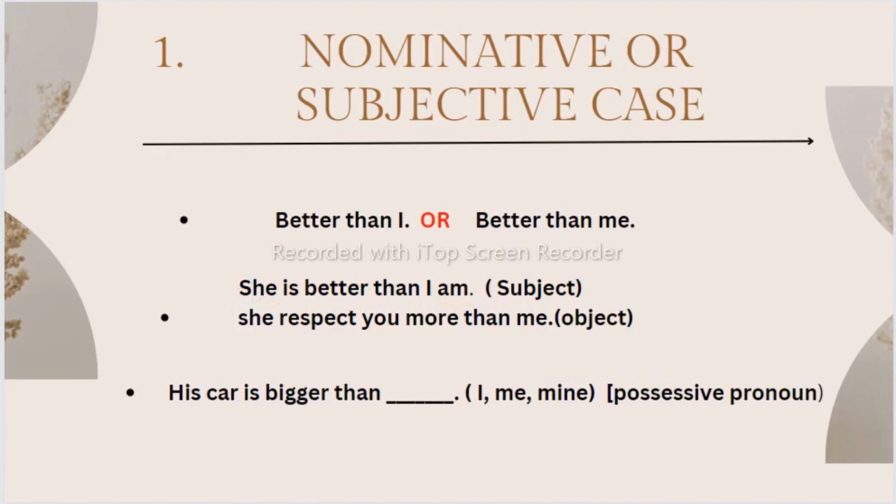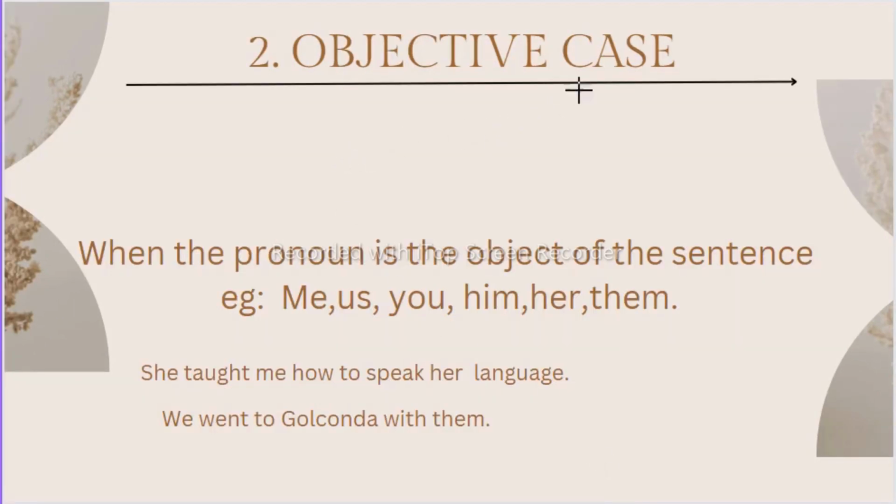Now let us see the objective pronoun. So here, students, objective case: when the pronoun is the object of the sentence, it is called the objective case. Like that, I becomes me, we become us, you becomes you only, he becomes him, she becomes her, and they become them. For example, she taught me how to speak her language. Here the subject is she, and the object is me. And here, we went to Golconda with them. This is also an object.